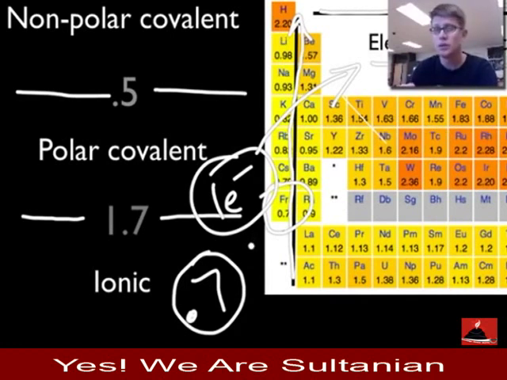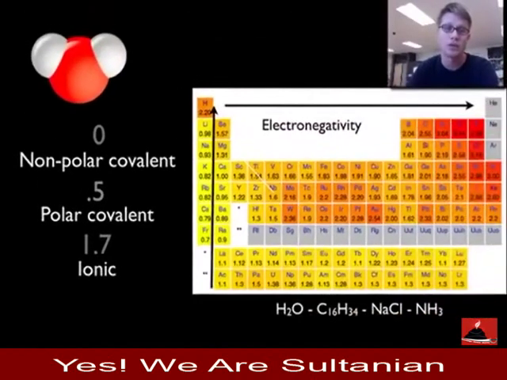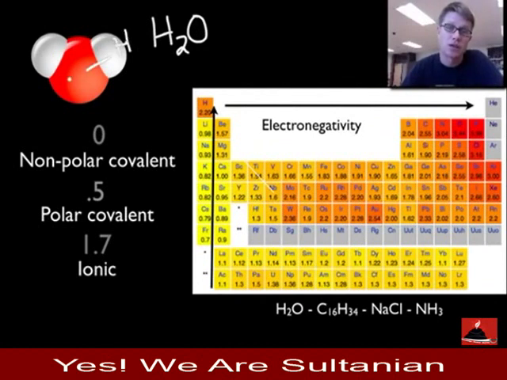And so by looking at the differences between the atoms and their electronegativity differences, we can easily figure out what kind of chemical bond we have. So let's do some. For example, let's do water. You know that water is H2O. So all we do is look up the electronegativity of the two atoms. Here's our hydrogen right here.